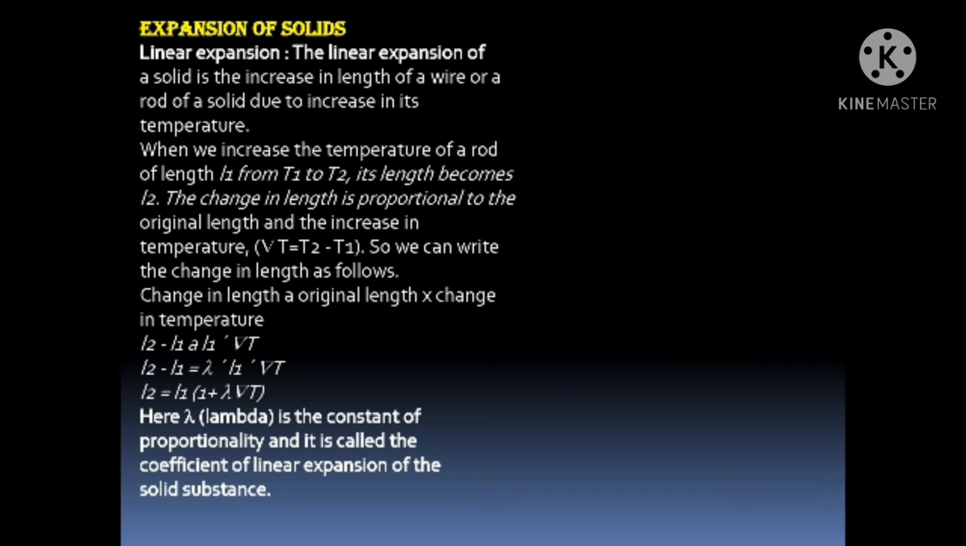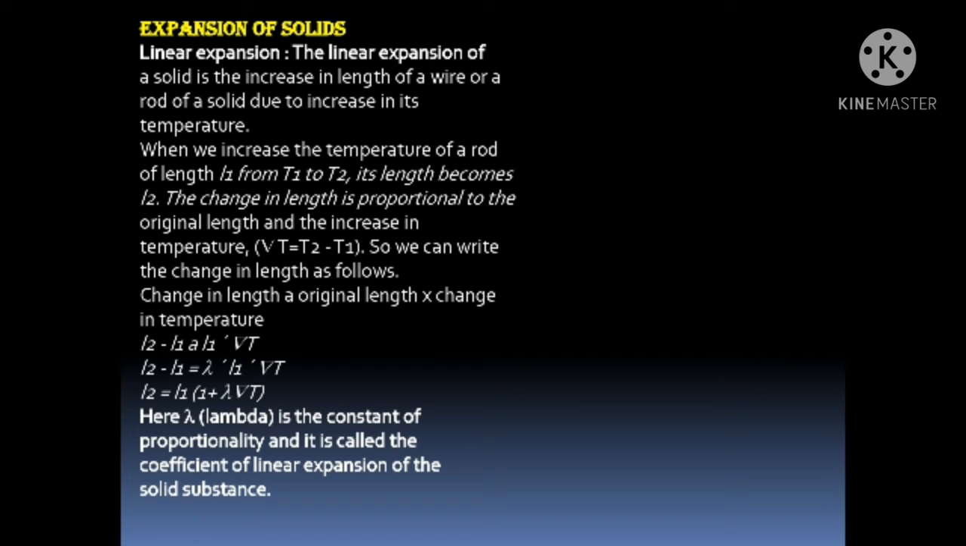Now students, let's see expansion in detail. Expansion in case of solids. Expansion in solids is of three types: linear expansion, areal expansion and volumetric expansion. The terms themselves indicate what they mean. We know what is linear, what is areal and what is volumetric. We will see them one by one. What do you mean by linear expansion? In simple terms, it means change in length. Linearly means in a line. So, change in length is known as linear expansion.